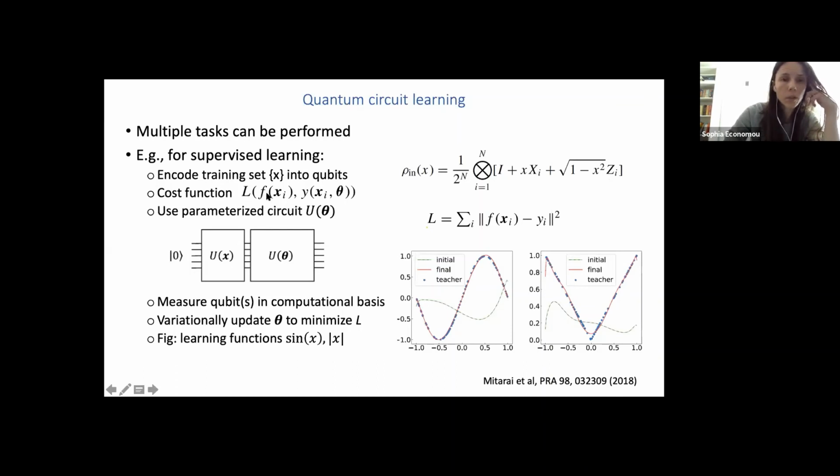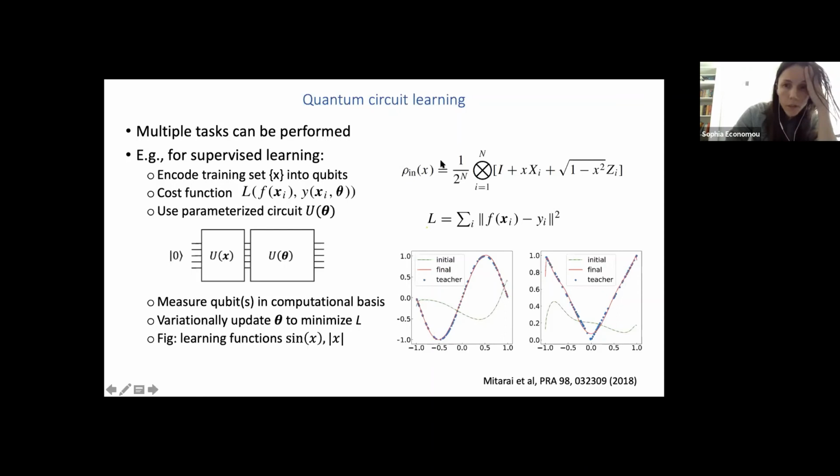And then you have some kind of cost function, which has to do, of course, with the training set, which is this y_i and the function you measure. So you want to calculate this quantity and you want to minimize it. And you do that by adding here a parametrized circuit where all the variational part of the circuit is carried. And what they do here is they measure the qubits on the computational basis. You have to repeat these measurements to average over them. And then you variationally update the parameters such that you minimize L. And you do this, of course, collectively for your whole training set. And then they have shown, these are all classical simulations, that you can approximate functions such as the sine function or the absolute value of X. And you can see here some results on that.